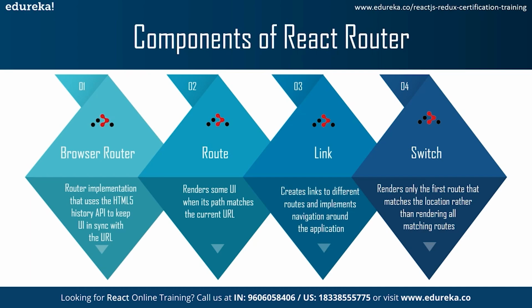The Switch component is used to render only the first route that matches the location rather than rendering all matching routes. Although there is no defined functionality of the Switch tag in our application because none of the link paths are ever going to coincide, let's say we have a route where there is no exact, and then all the Route tags which start with slash are going to be processed. This is where we need the Switch statement to process only one of the statements. So this we will see in a demo.